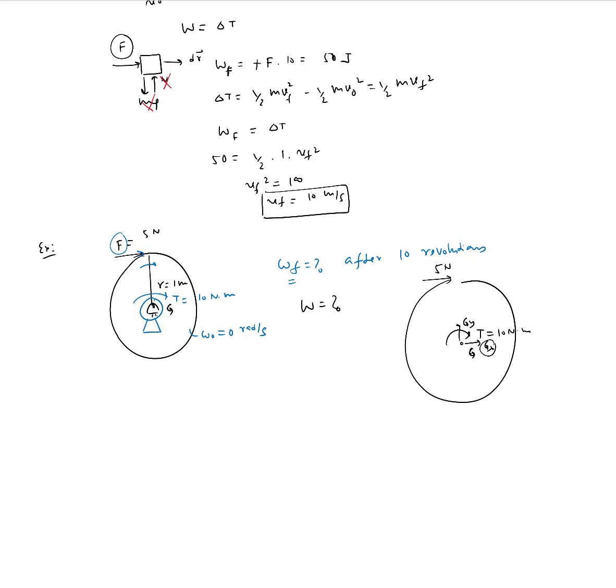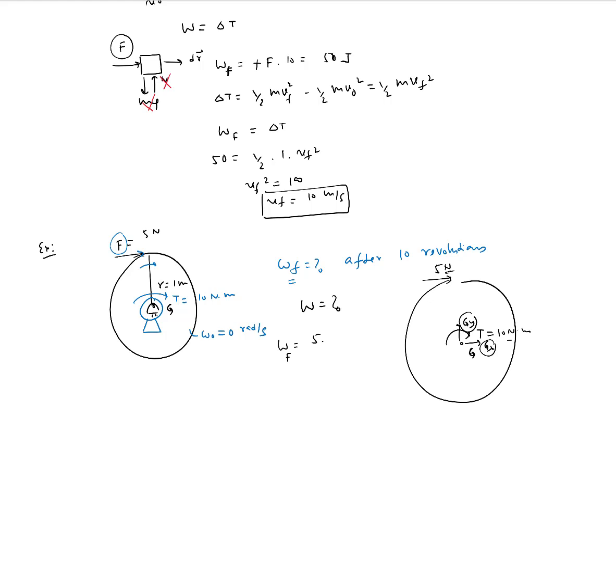Now Gx and Gy will not do any work because those forces are applied on a fixed point, and the fixed point has zero displacement, so there will be no work done due to Gx and Gy. The only work done would be due to the 5 Newton force and the torque of 10 Newton meter, right? So the work done due to 5 Newton would be equal to what? Let's call it W sub F, equal to the force itself times the displacement, right? Now this is tangent to the path. So what is the displacement?